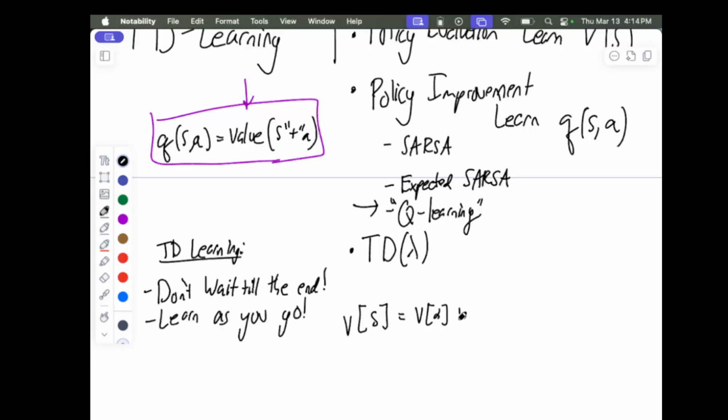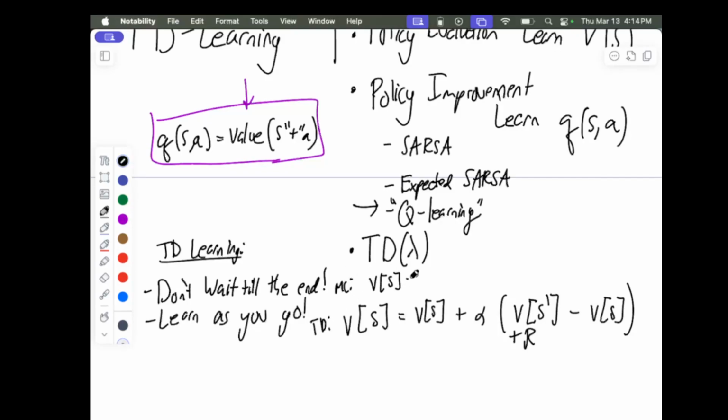So v of s plus alpha times, v of s prime minus v of s, plus r. Okay, so this is the TD learning line. Maybe I'll write the Monte Carlo line right above it. So this is TD, and then Monte Carlo, MC, v of s. Okay, so these are the two lines.